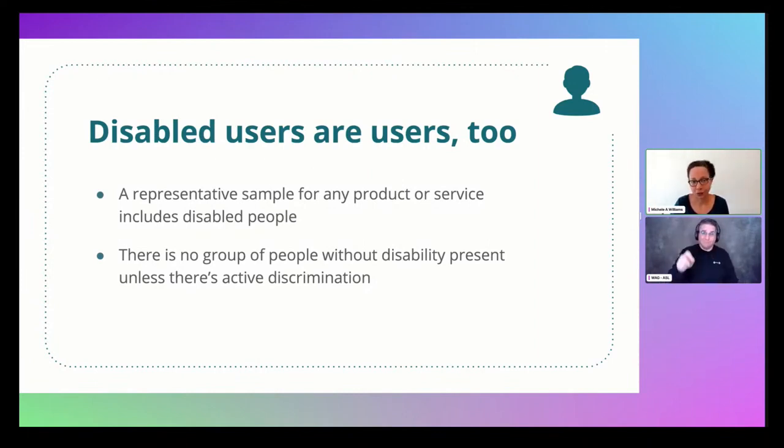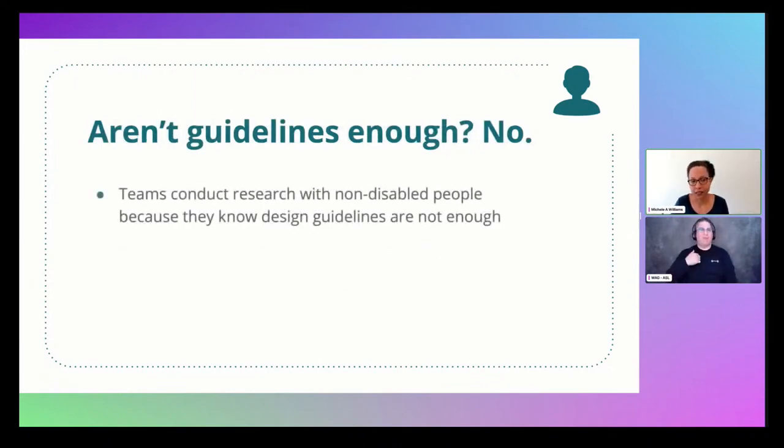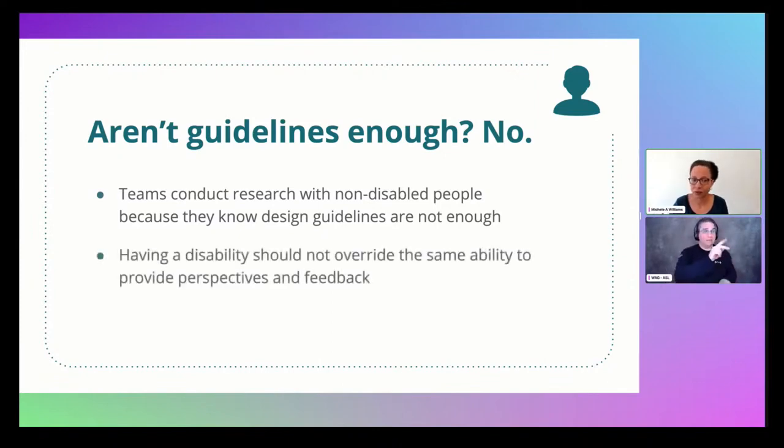So then that leads to, well, don't we have guidelines that account for that? And isn't that enough when we're talking about, say, designing and building? The answer is no. I actually had a conversation about this. And one of the things I said was, teams will conduct research with non-disabled people because they know design guidelines are not enough. Oftentimes you don't get a pushback about research, but sometimes you get a pushback about including disabled people in research. But if we do research with non-disabled people, why does disability get excluded? Basically, having a disability should not override the same ability to provide perspectives and feedback.